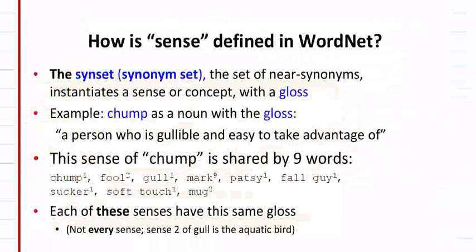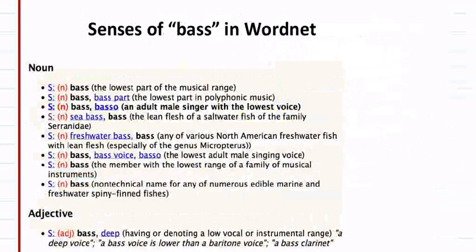And in each of these they have the same gloss. What is a gloss? Gloss is actually the example that has been given in the bracket here, right? So in this adjective we see that the example is: a bass voice is lower than a baritone voice, a bass clarinet. Okay, so these are the examples.